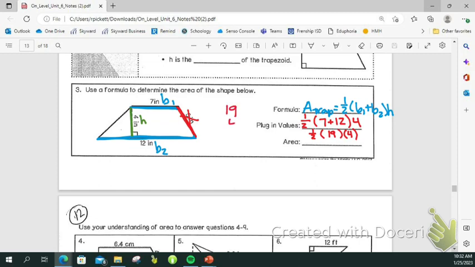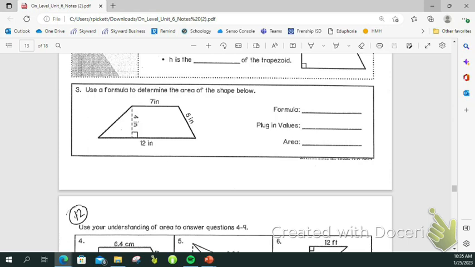So if we do 19 times 4, that will give us 76. And then don't forget, you have to divide that by 2 because we're going to half it. And 76 divided by 2 equals 38. So our area is 38 square inches. So the only difference between trapezoids and triangles is you just have to add the two bases together first. That's why even though it looks really complicated, it's almost the same as a triangle, just with one extra step. Let's go ahead and move on to the next page.